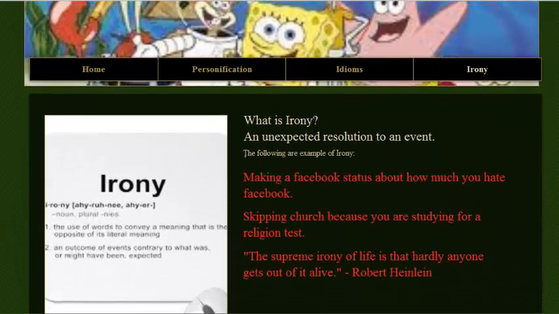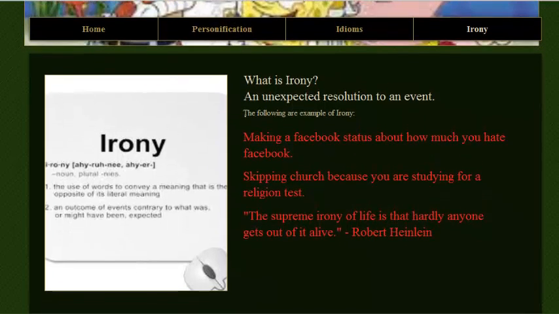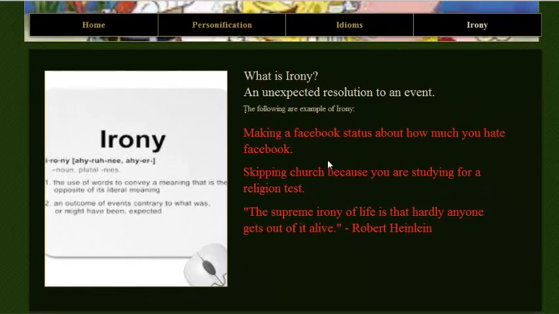Okay, so what is irony? It's an unexpected resolution to an event, and some of the following would be irony in your everyday life. Making a Facebook status about how much you hate Facebook. It's kind of ironic because you're using Facebook as an outlet to describe how much you don't like it. Also, skipping church because you're studying for a test is another example.